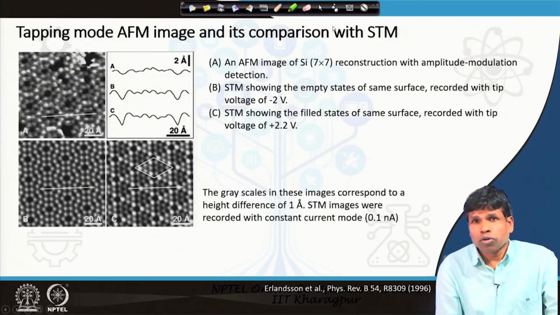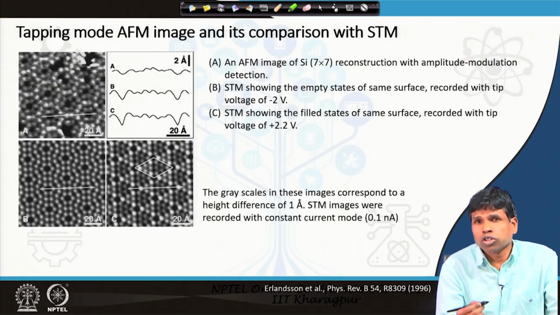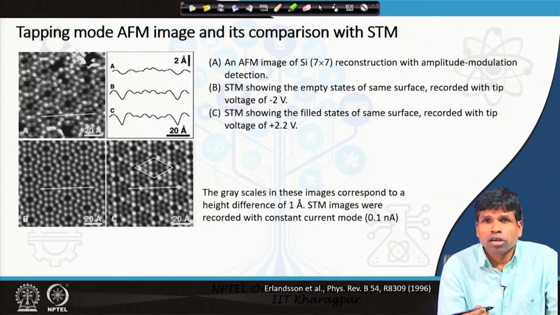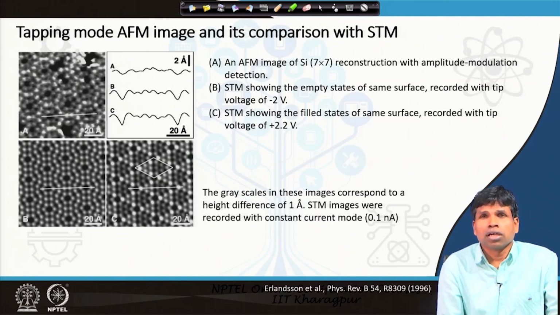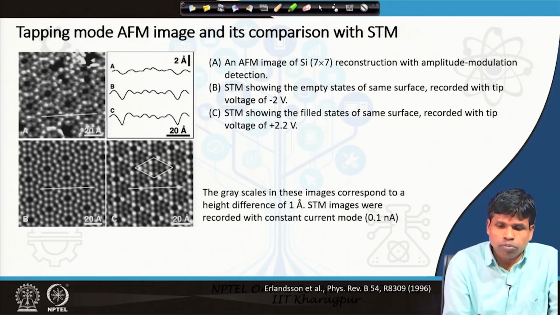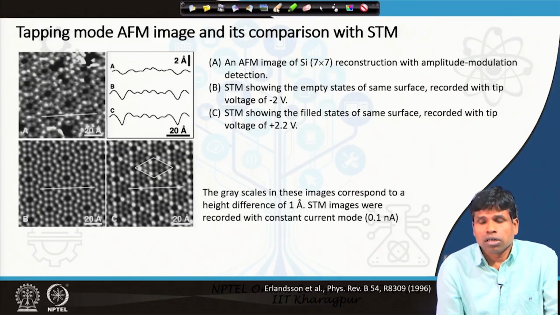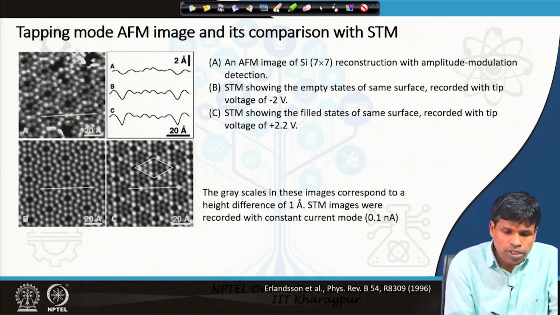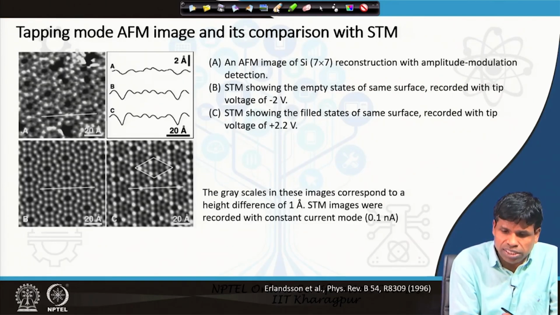And if we go for tapping mode, certainly tapping mode is much closer to the contact mode, and therefore tapping mode can also provide us the atomic resolution image. So, here is an example with a silicon 111 surface with a 7 by 7 reconstruction, and here the comparison is done with STM.